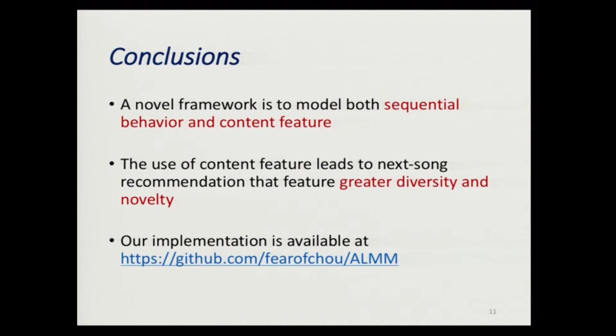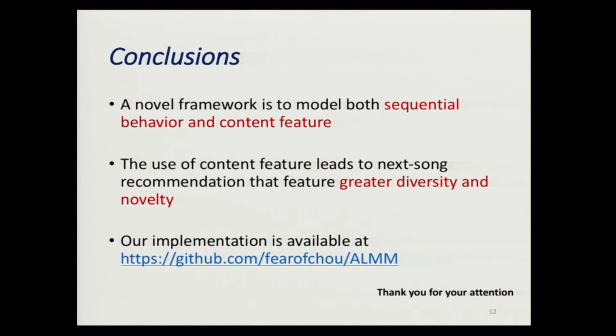Okay, so here's the conclusion. In this paper, we propose a novel framework to model both sequential behavior and the content feature. In the results, we find that using content feature leads to better next song recommendation and that it greatly improves diversity and novelty. We also publish our implementation on GitHub. And thank you for your attention.